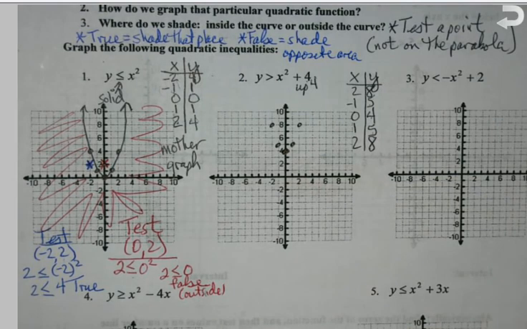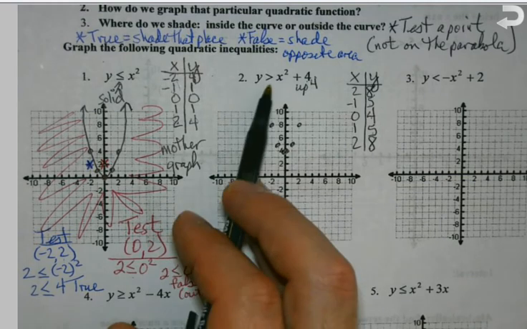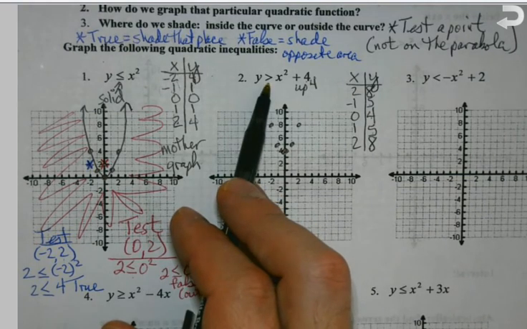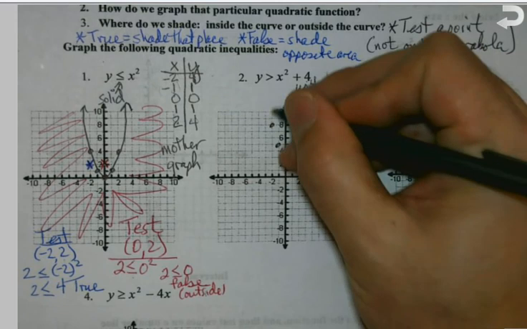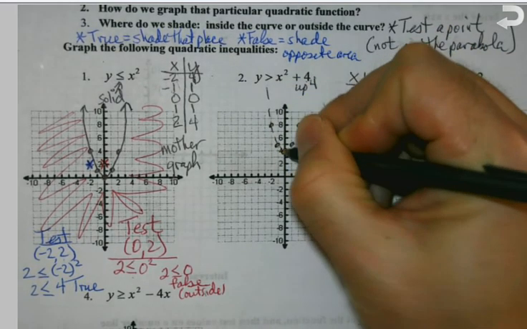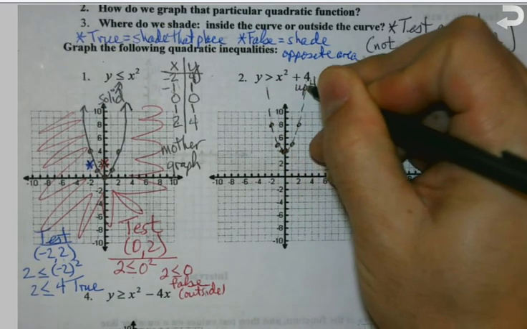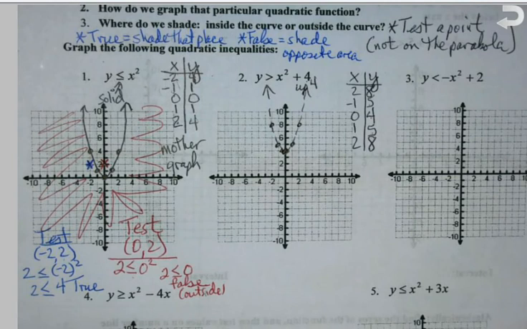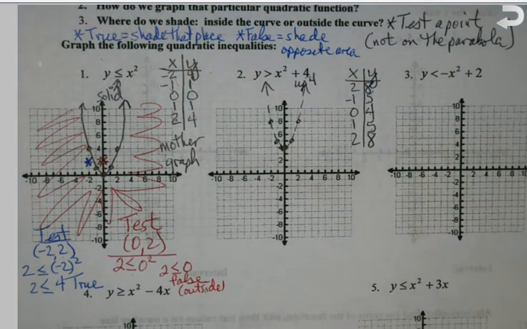Okay? I was going to say I was smarter this time. This time I didn't make my line right away, and this time I see it's going to be dashed. Because again, if it's just greater than or less than without the equal to, that's how we signify that. So I've got a dashed line.